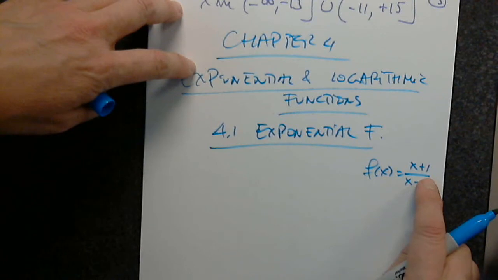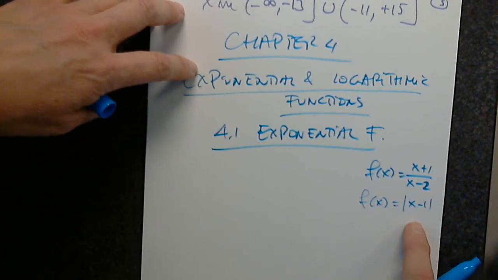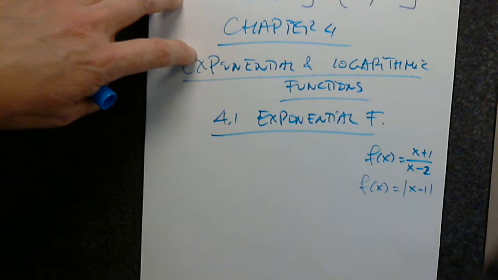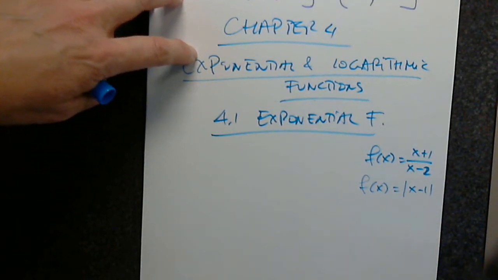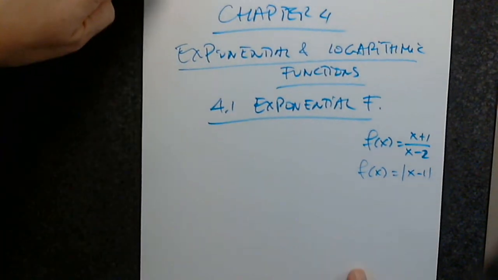Excellent, because it has a ratio. Why do we call this function linear? No, absolute value. Why? Because it has an absolute value. What do you think we're going to call an exponential function? Exponential?